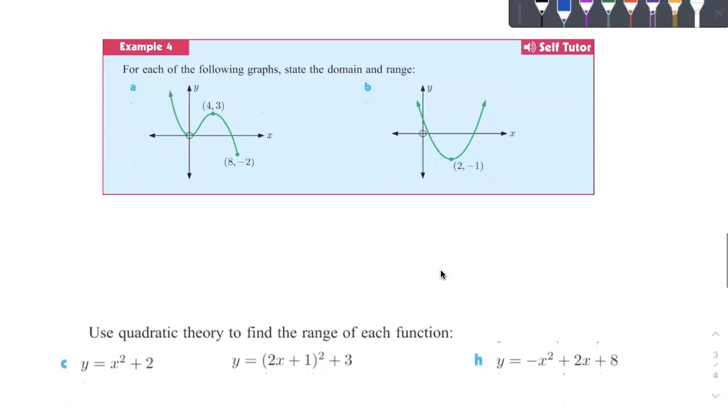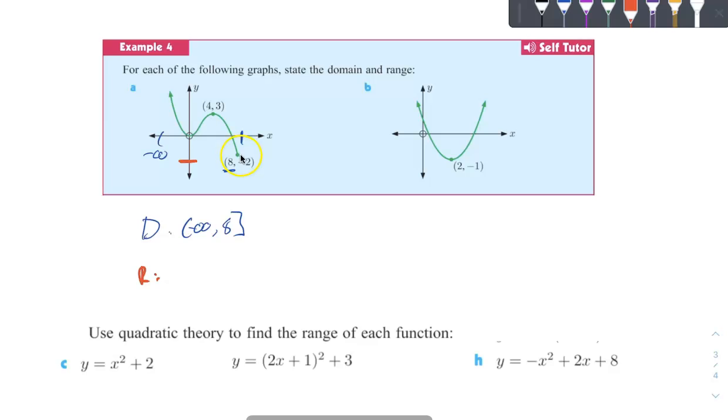Okay, let's do another example. For each following graph, find the domain and range. So my domain here, left to right, negative infinity to right here, I stop at 8. So negative infinity to 8. My range, going low to high, what's the lowest I see? Right there, negative 2. And my highest is an arrow, infinity. So negative 2 to infinity.